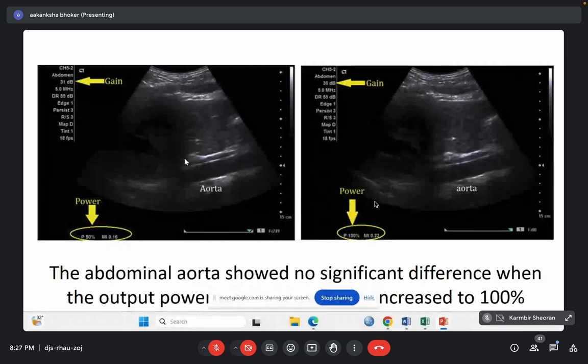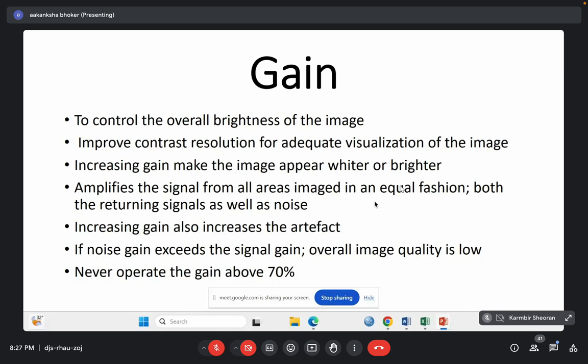अगर 50% पे हमें अच्छे से इमेज मिल रही है तो हम 50% के ऊपर ही रुक जाएंगे, हम नहीं बढ़ाएंगे. दोनों के ऊपर देखो, 50% use किया तो 31 डेसिबल गेन था, 100% use किया तो 30 डेसिबल, यानी कि almost similar ही है, कोई फर्क नहीं पड़ा पावर बढ़ाने से. Use that power in which the optimal echogenicity is obtained.